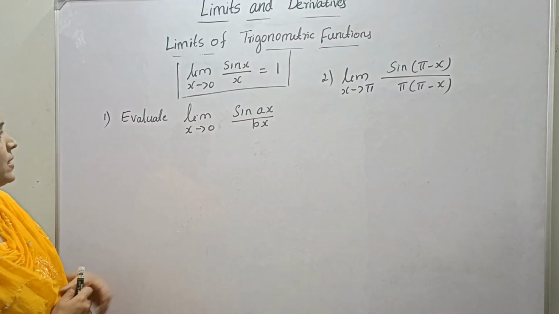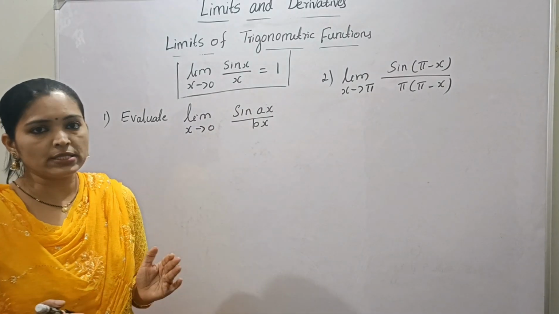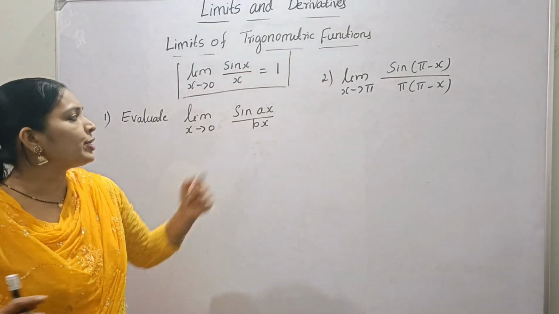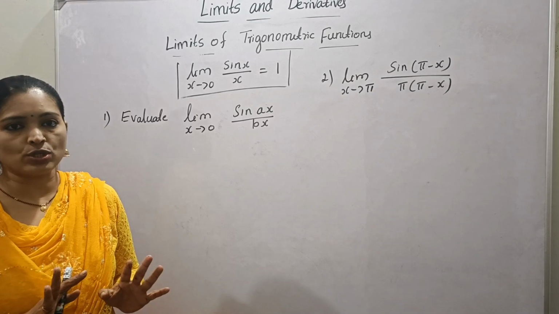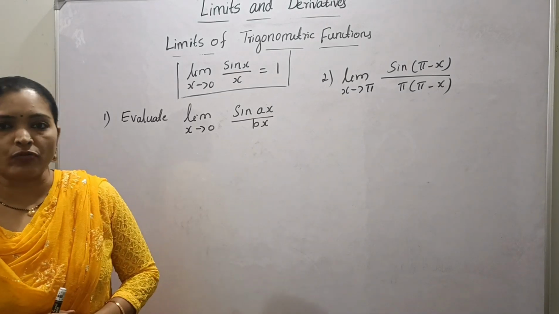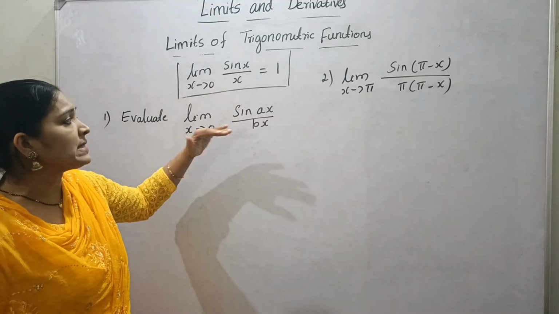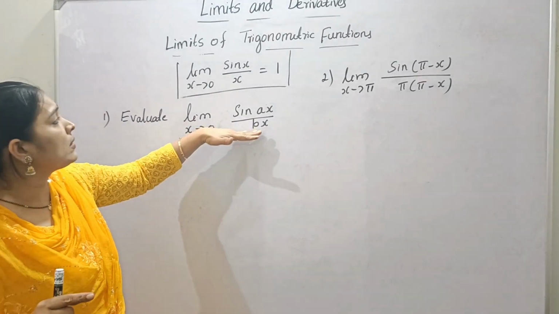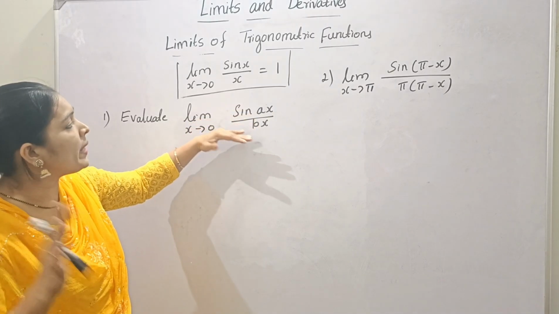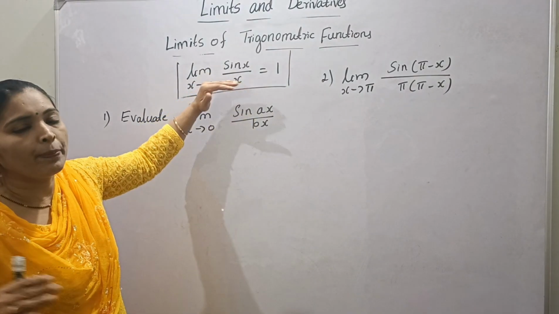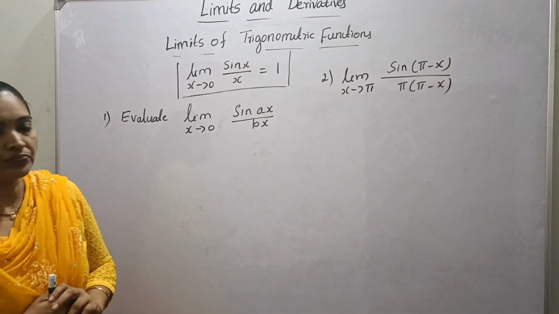So that you will get sin a into 0, sin 0 is 0, and denominator b into 0, that is also 0. So we will get 0 by 0 form. After that, we will apply another method. On seeing this, we have to make it in the form of the standard limit. Apply standard formula.